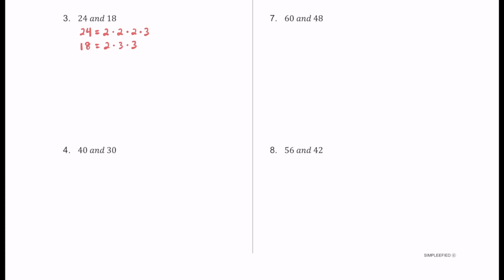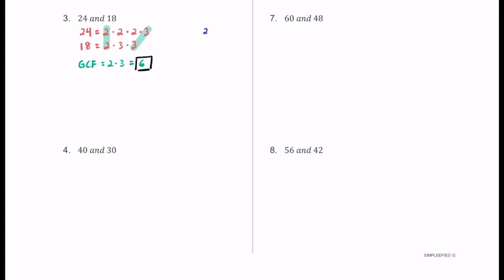All right, so what do they have in common? Well, they both have a 2, and they both have a 3. All right, so I think that's it between the two. So the GCF is going to be equal to 2 times 3, and that is going to be 6. 6 is the greatest common factor for 24 and 18.